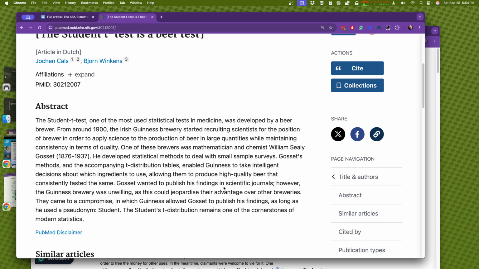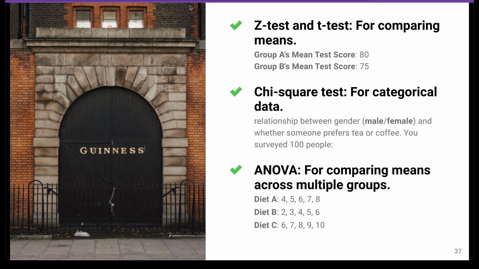He wanted to publish his findings, however, the company said, nope, this would jeopardize their advantage over other breweries. So they came to a compromise. He was allowed to publish his findings under the pseudonym Student, hence student t-test. Yeah, you talk about business case, you talk about value, it's right here. So that's how you can remember t-test. It was used for testing beer.